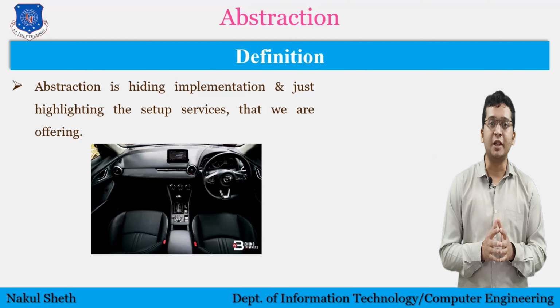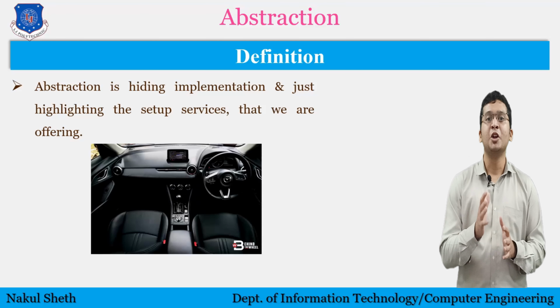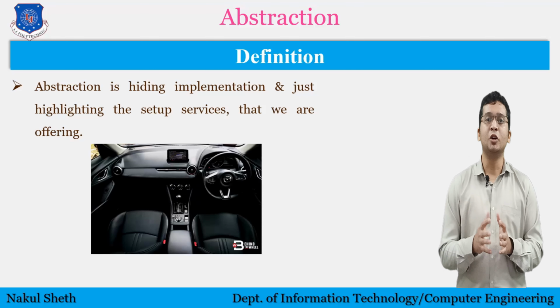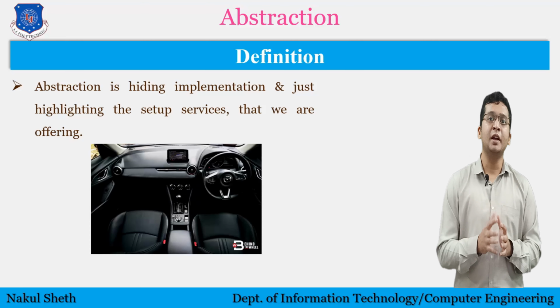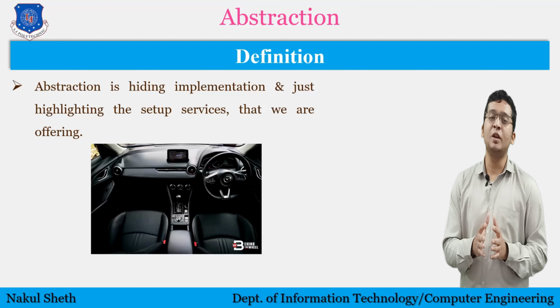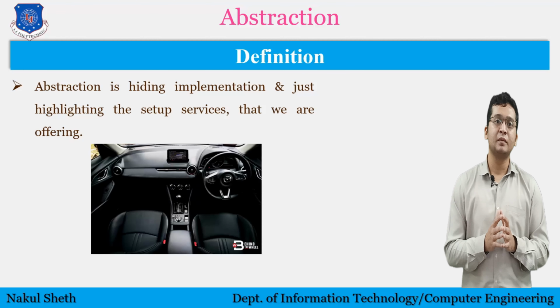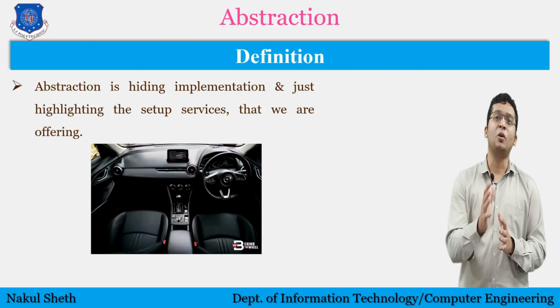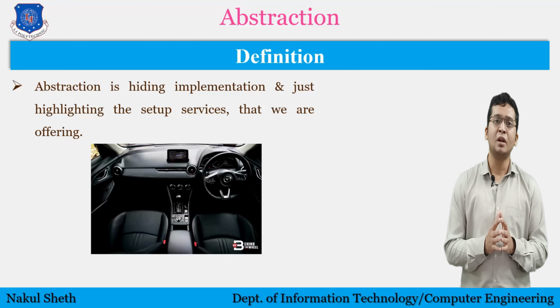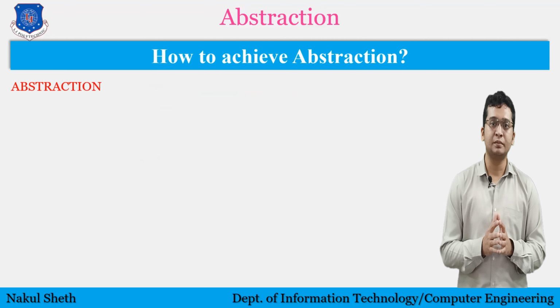So the driver can see only the main part of the brake, that is the brake pedal, and you have to use that brake pedal to stop the car. So we can say as a driver, the internal functionalities of the brake will be hidden and the driver can only see its pedal to use the brake. So this is abstraction, in which we hide implementation and display only its main functionalities. Now the question is how to achieve abstraction in Java.